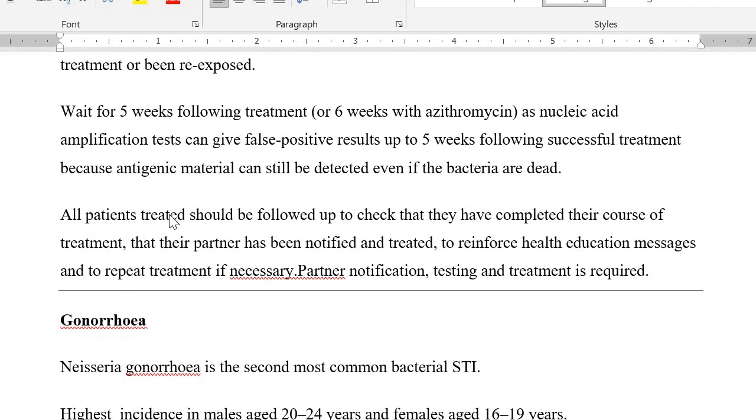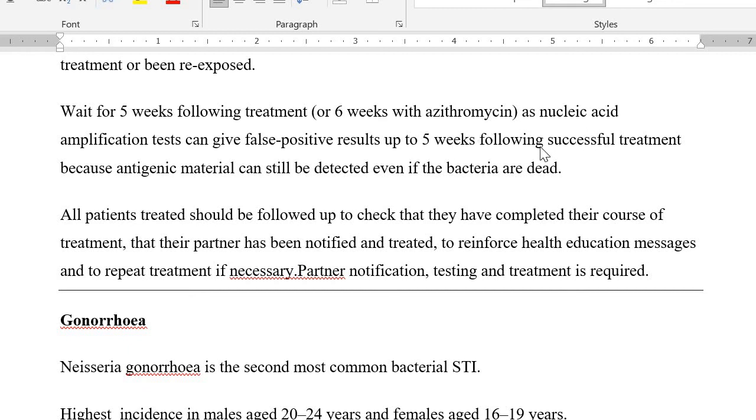Okay. So once the patient has received the treatment, then we will have to wait for 5 weeks. This is also SPA. Your patient has been treated for chlamydia, so when are you going to do the test of cure? For the test of cure, we have to do the NAAT again. If the patient has taken any other treatment, then we will wait for 5 weeks. If she has taken, say, azithromycin, then we will wait for 6 weeks.